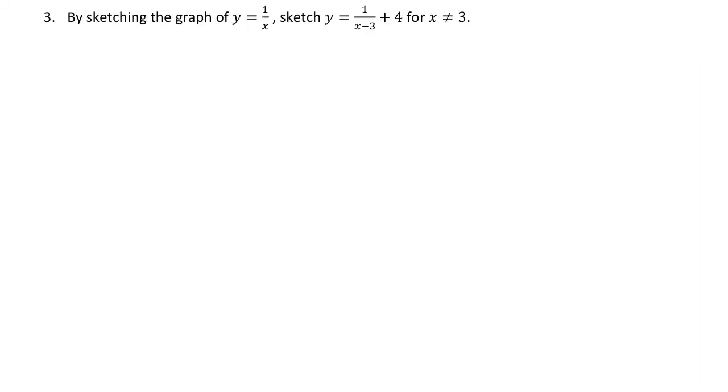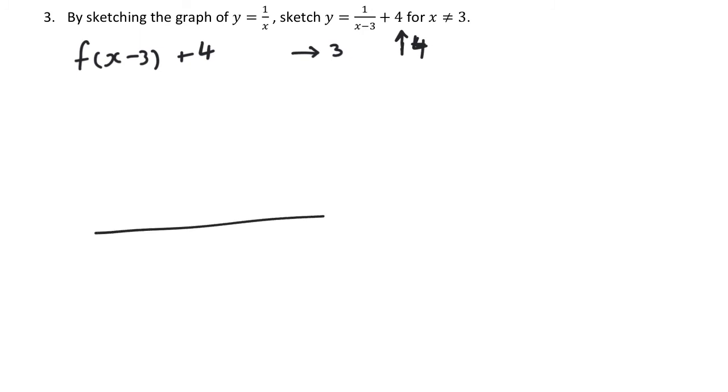Question 3, by sketching the graph of y equals 1 over x, sketch y equals 1 over x minus 3 plus 4. So in our function notation, the first thing we're doing is taking away 3. Then we would be doing the reciprocal, which is 1 over x minus 3, and then we're adding on 4. So the effect is it's going to move it to the right by 3, and then up by 4.